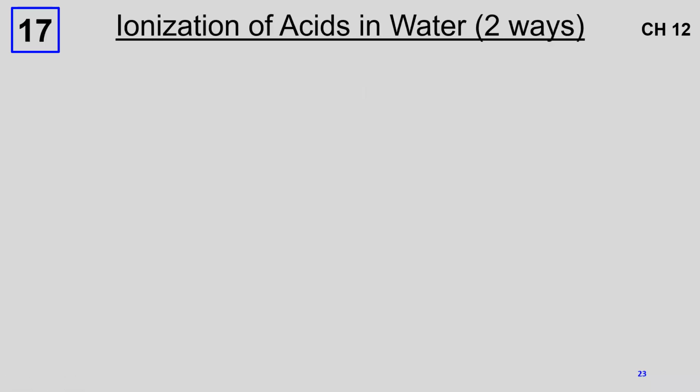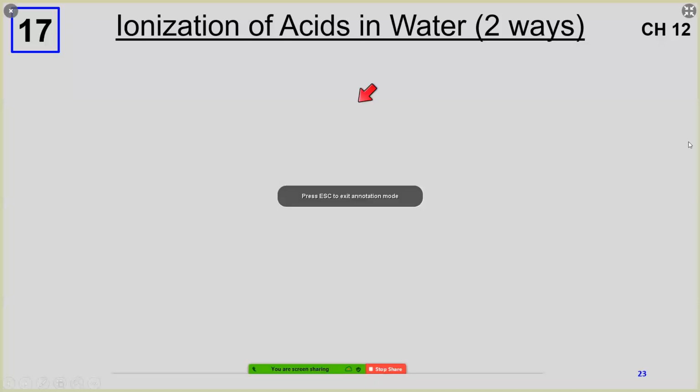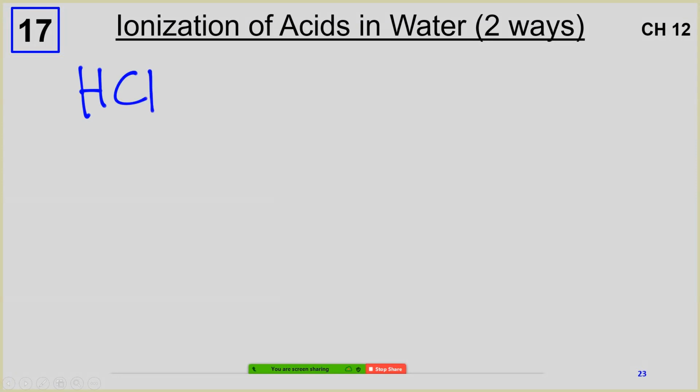All right, the next concept here is ionization of an acid in water. So how do we show the ionization of acid in water? So there's two different ways. Let's say, for example, HCl, hydrochloric acid. When you put this in water, HCl gets ionized into a hydrogen ion and a chloride ion. So that's the first way.